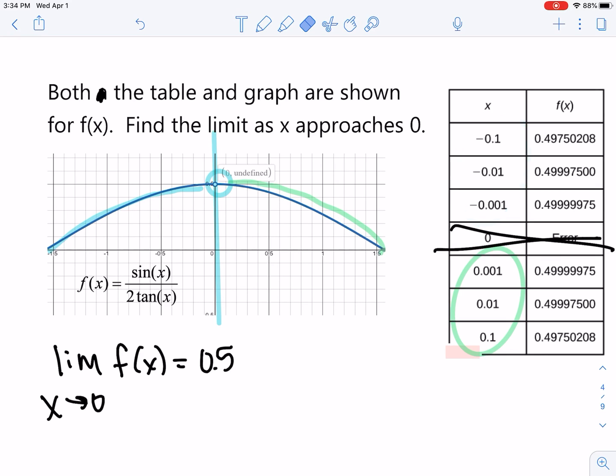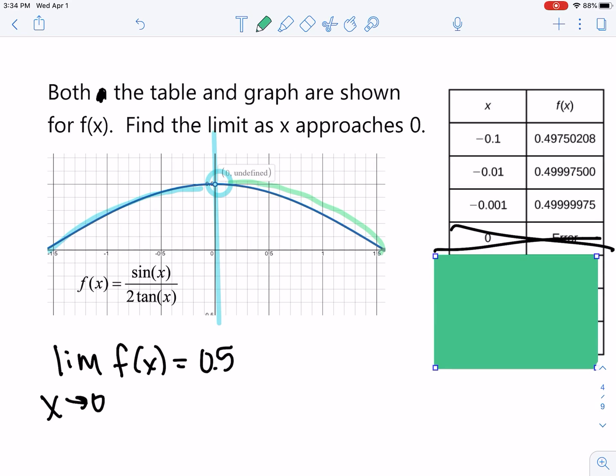All right, so here's what I'm going to do. Let's focus on the left and the right-hand limits separately, just like we did for graphical limits. So what I'm going to do is actually block out the x values that are greater than 0. So let's focus on this part here. This would represent the limit as x approaches 0 from the left of f of x.